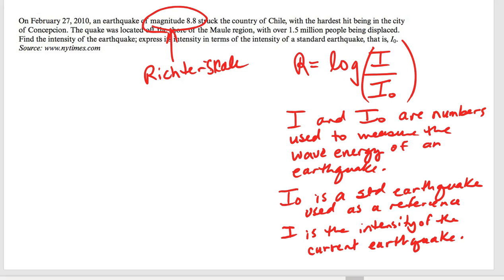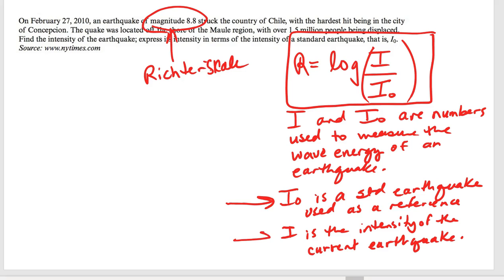So I wanted to go over this equation with you. So I, with a little nod, a little 0 here, we typically think of that as initial, but in this case it's used differently. So I naught is a standard earthquake. It's used as a reference, okay? So we're basically going to compare the earthquakes. I is the earthquake we're given. So I filled in the information we're given.